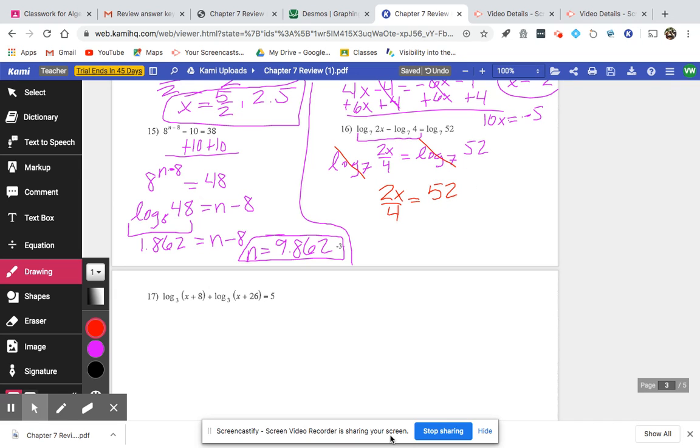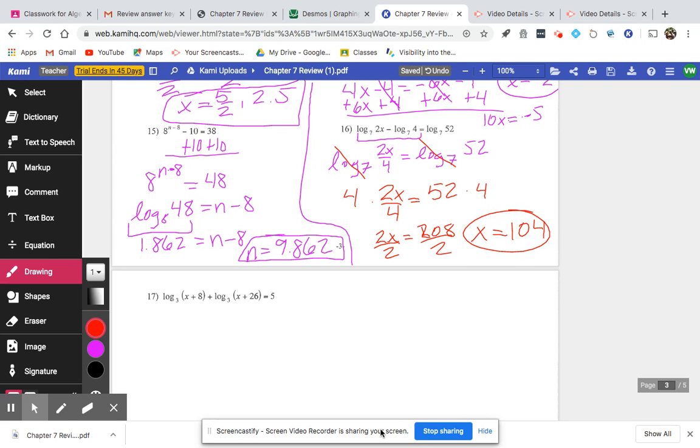There is another way to solve this. I find this one to be the quickest and most efficient, and probably the one that you're most familiar with. So we multiply each side by 4, and we get 2x equals, what is that, 208? Divide that by 2, you get x is 104.